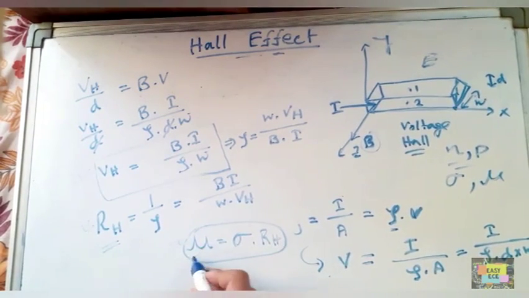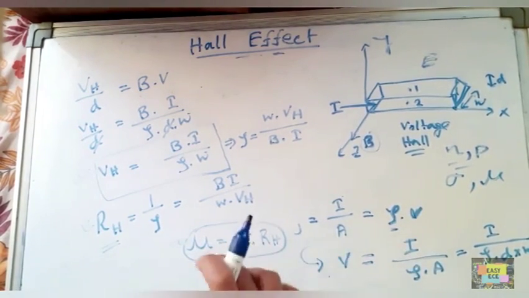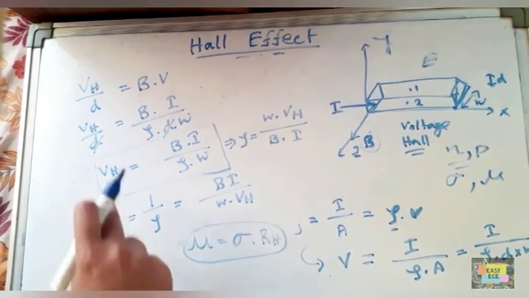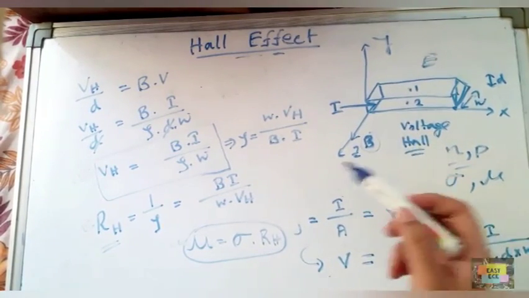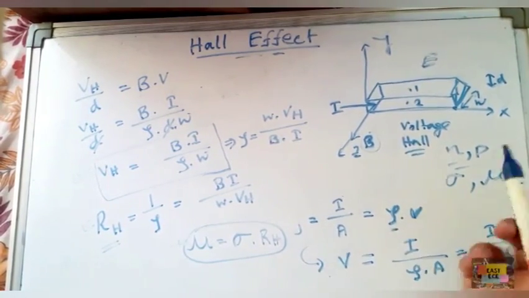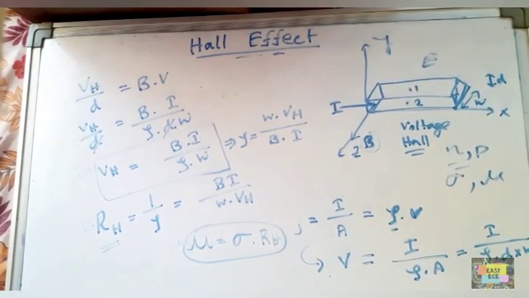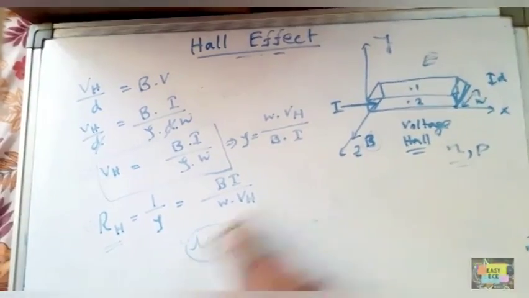After finding mu, we can easily tell whether it is n type or p type, and from the Hall voltage and resistance we get the value. So we can conclude whether the semiconductor is N type or P type. Now some important concepts: let's discuss the usefulness of the Hall effect.